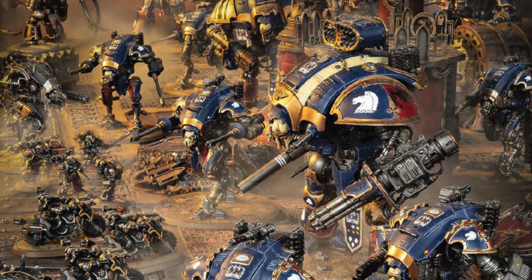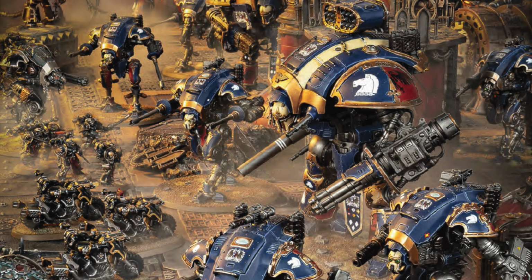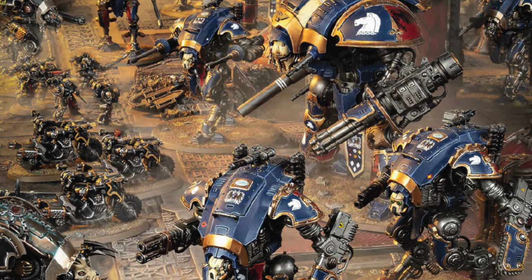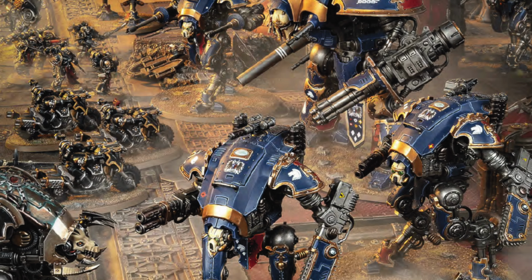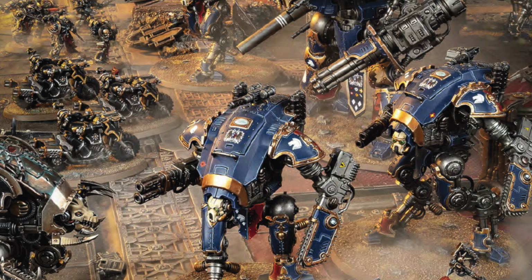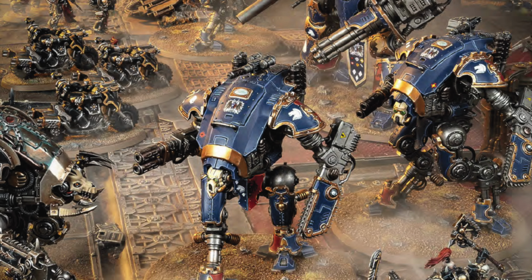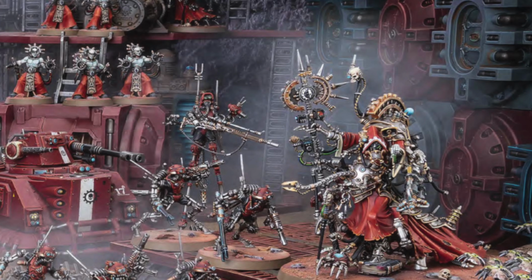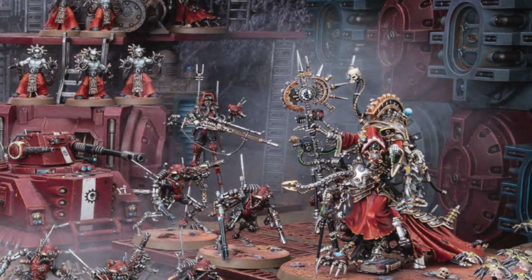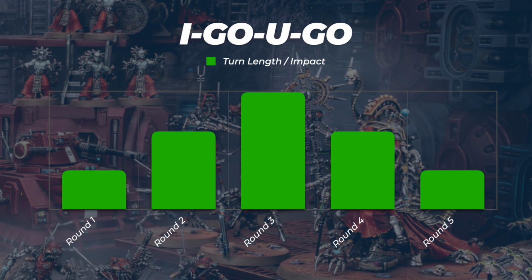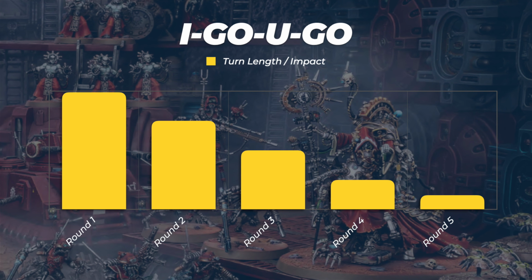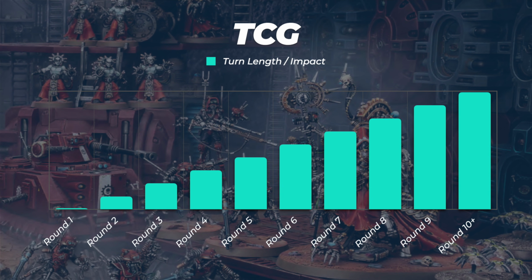A third and final outline is a system I'm calling ramping activations, and it is inspired by what I said before when comparing the pacing of a card game like Magic the Gathering to a wargame like Warhammer 40,000. What could it look like if we built a wargame that ramped up like a card game? So the pace of an I go, you go wargame looks like this, or maybe like this. But the pacing of a card game like Magic actually looks like this, where rounds become more impactful and longer as time goes on.